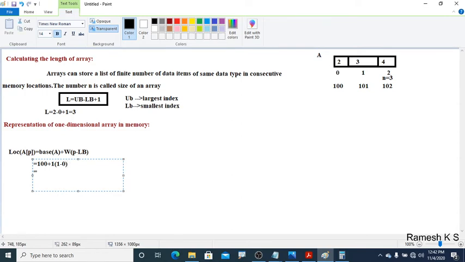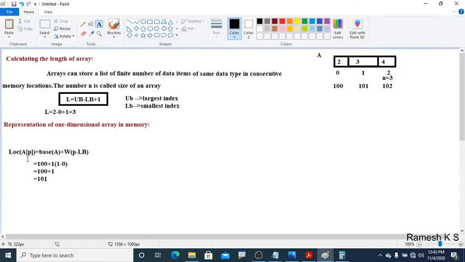So now calculate 100 plus 1 minus 0 is 1, 1 into 1 is 1, so 100 plus 1 is 101. The answer is 101, so LOC of A of P is 101. Now the first position memory address you can observe is 101.